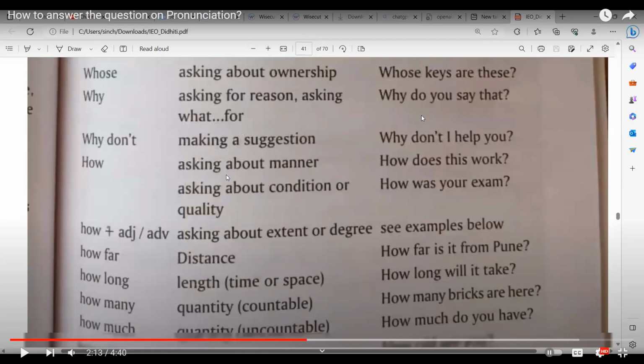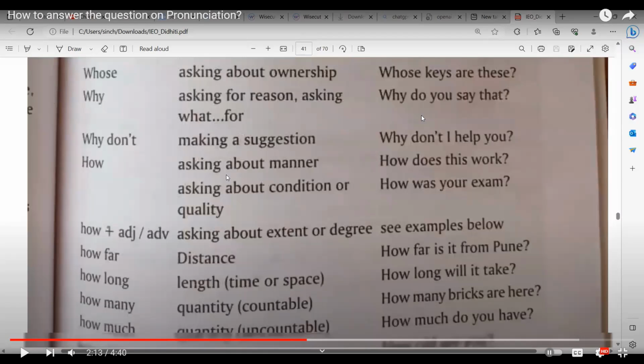Okay. Now, Amoto, give me an example. Whose pen is this? Yes, Amoto, tell me. Whose notebook is it? Very good. Okay. Now, Shivam, can you tell me? Excuse me, ma'am. I have not. Whose keys are these? Tell me again. Whose keys are these? Whose shoes are these? Very good.